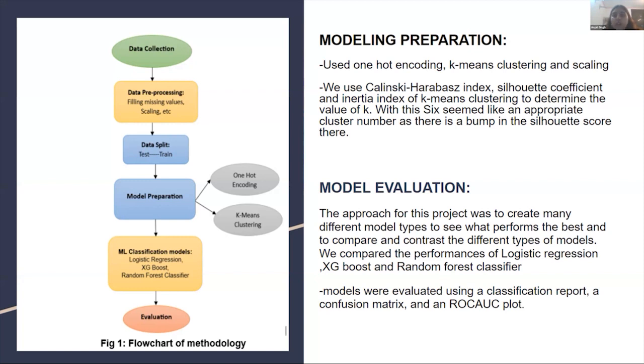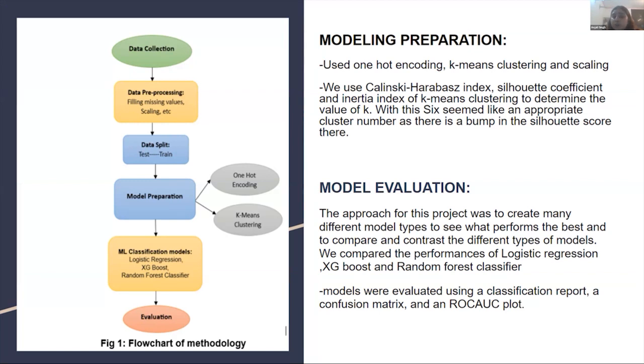And last, we used K-means clustering. We use Calinski-Harabasz index, Silhouette coefficient, and inertia index of K-means clustering to determine the value of K. With this, 6 seemed like an appropriate cluster number as there is a bump in the Silhouette score there.